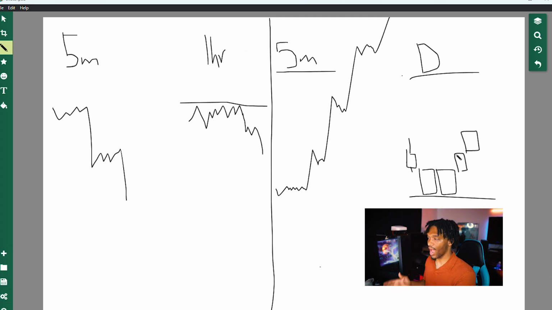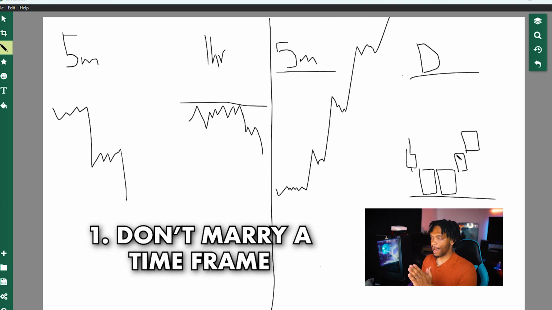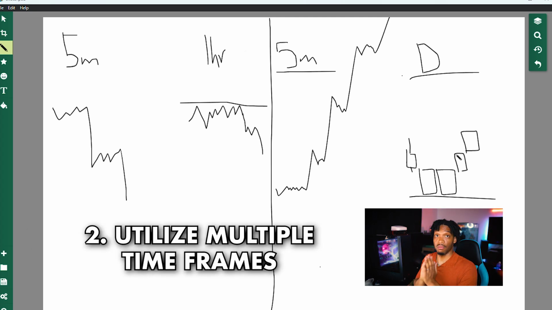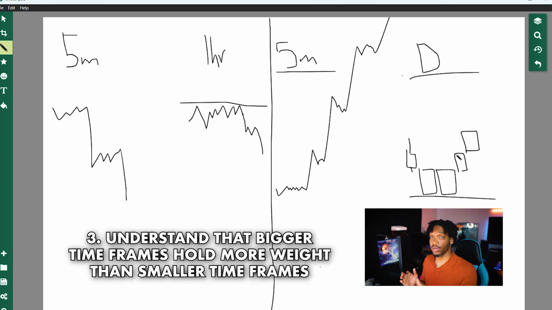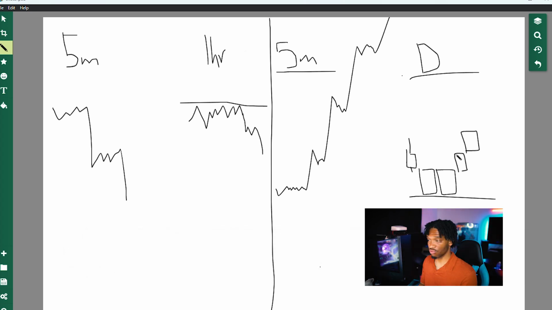So if you're going to want to play these bottom reversals, you're going to have to, one, don't marry a time frame, two, utilize multiple time frames, three, understand that bigger time frames hold more weight than the smaller time frames. So you need to make sure that you have that perspective in check. Don't just rely on the 5 minute. The 5 minute is going to look more dramatic. The 3 minute is going to look way more dramatic than that. The 1 minute is going to look super dramatic, right?